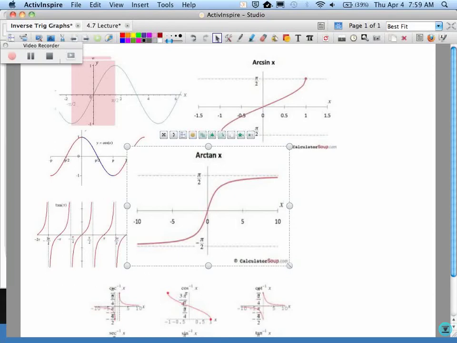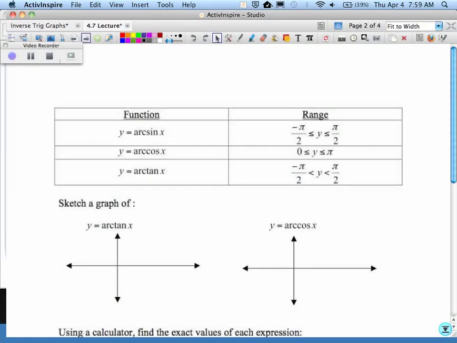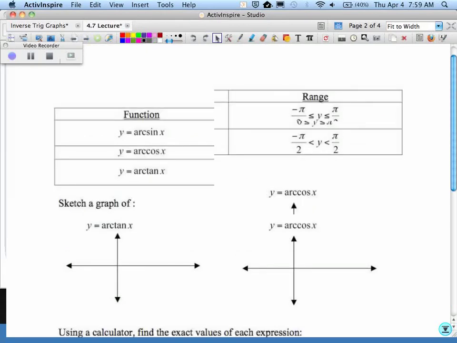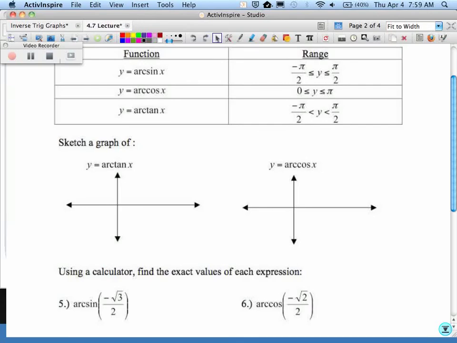Hopefully you copied some of those graphs down while we were doing it. Just kidding, you don't need to. So we're just skipping the first page? The first page tells you how to do it on your calculator.